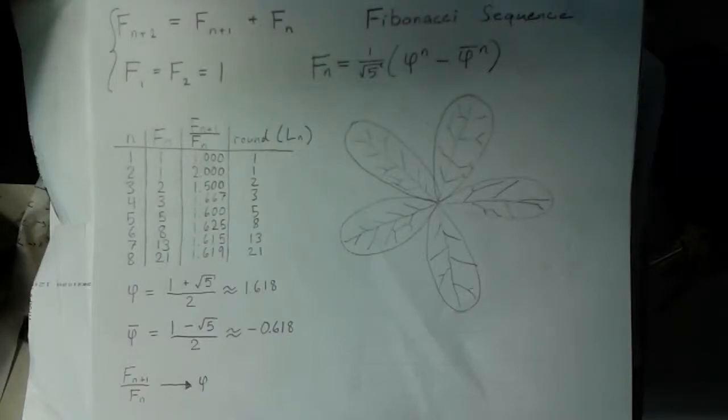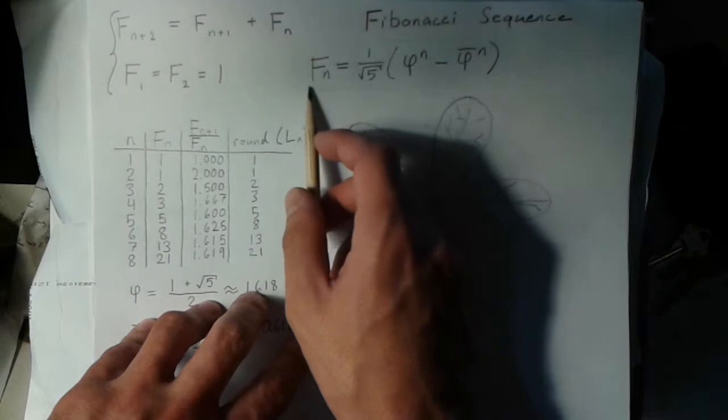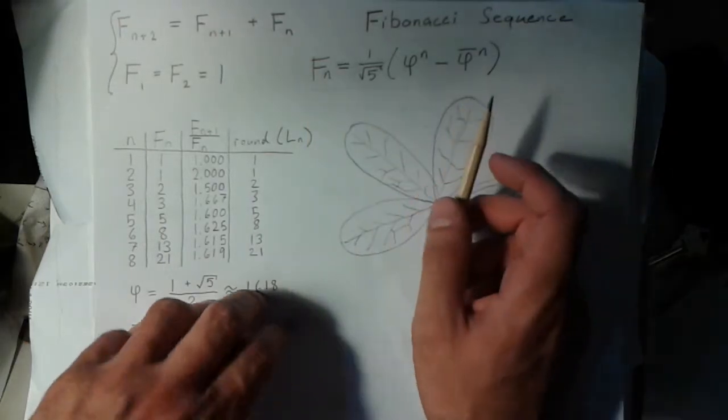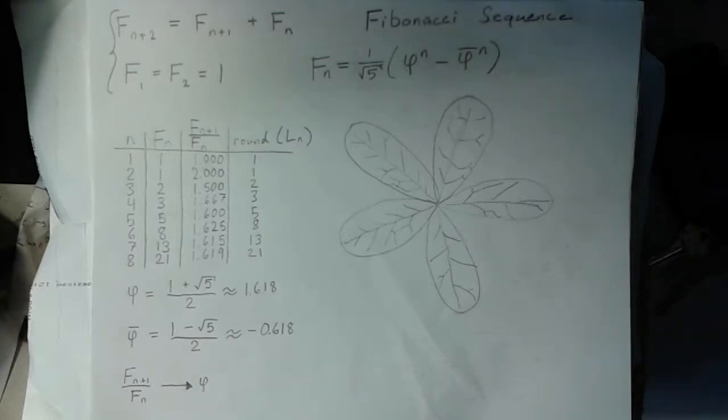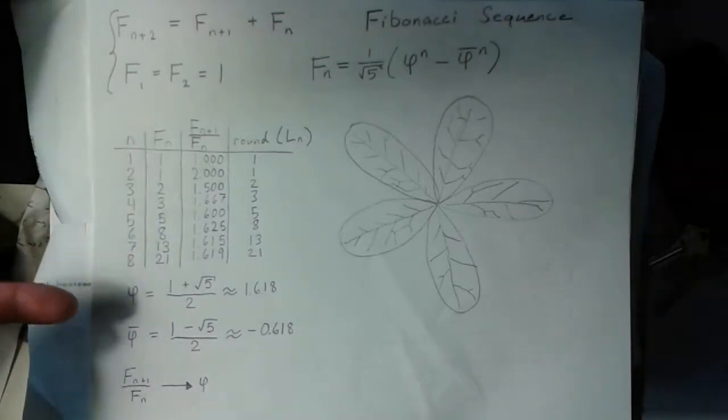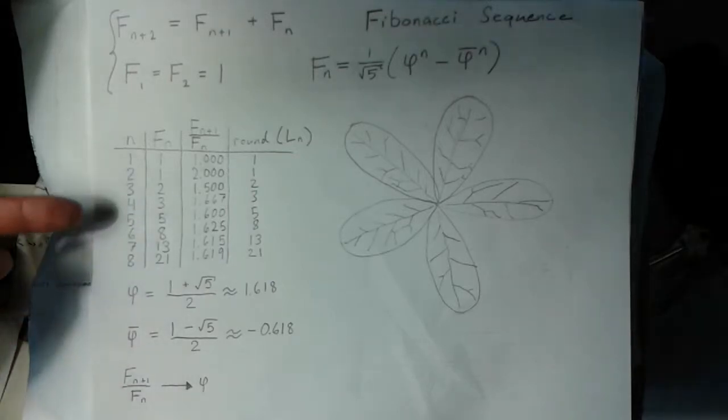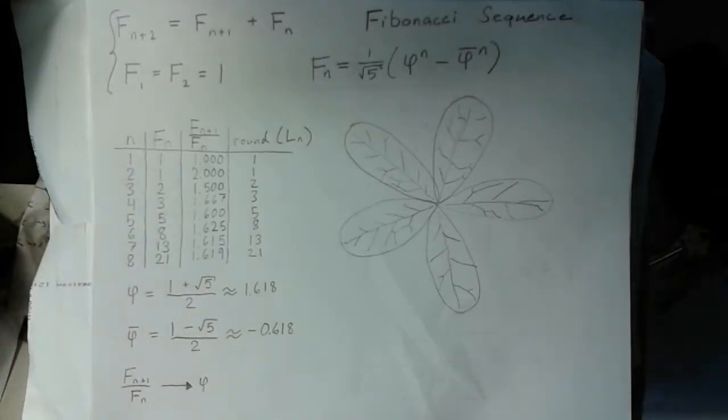Last video I was able to solve the Fibonacci sequence, and I found that this was the solution, the closed form solution, and it involves the golden ratio and the golden ratio conjugate. In the video before last, before solving it, I looked at some of the different things that you can notice about the Fibonacci sequence, and so I want to come back to those now that I have this closed form solution and look at why those things were.